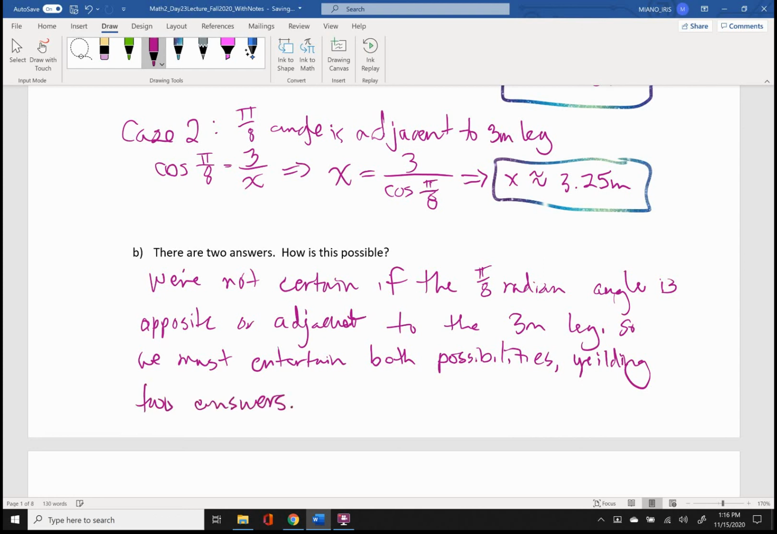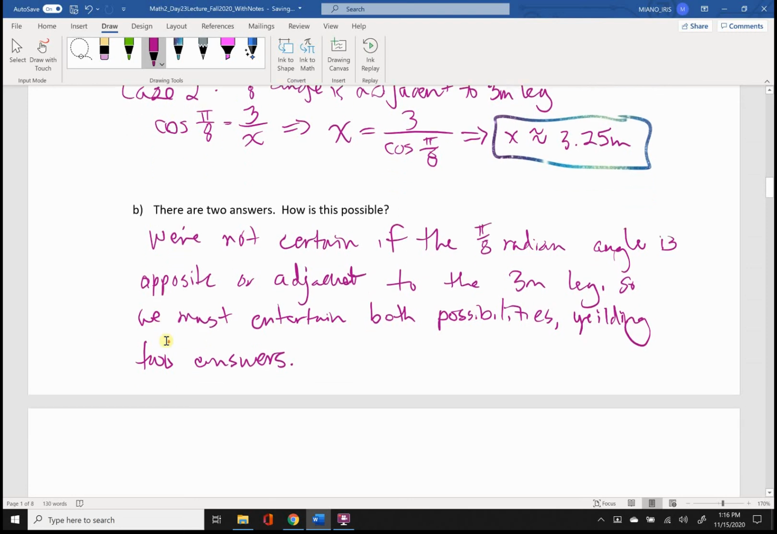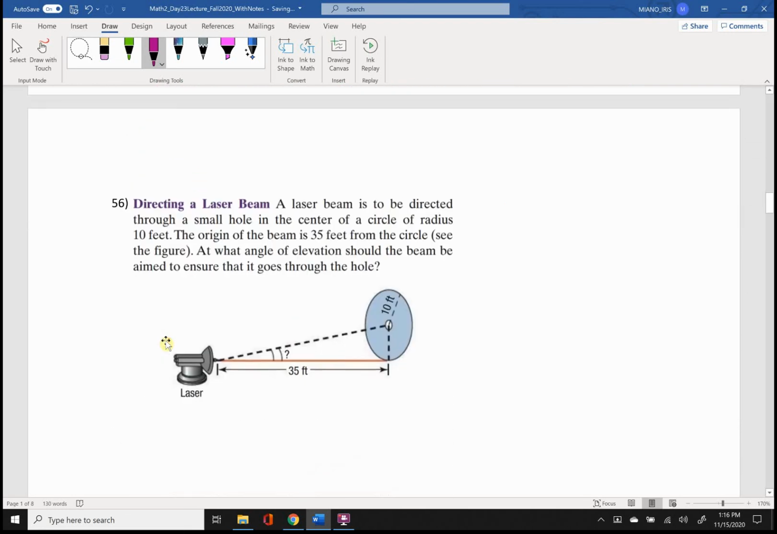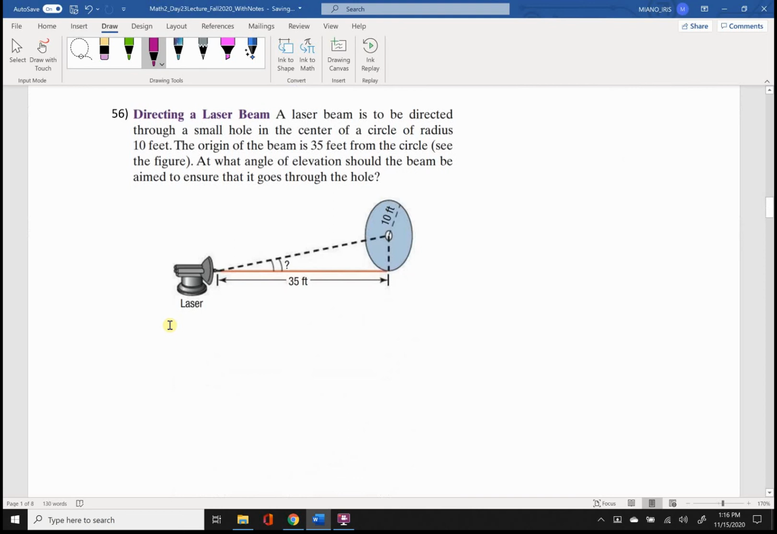There we go. There's my response in probably the worst possible handwriting. All right, let's get into some actual applications here.